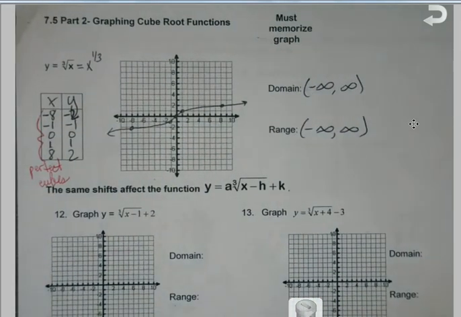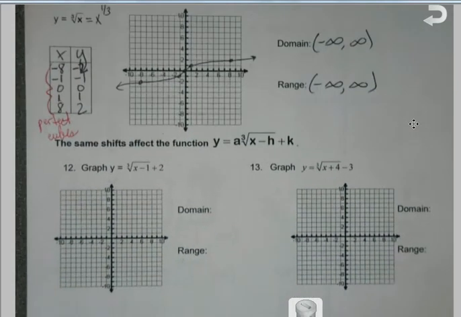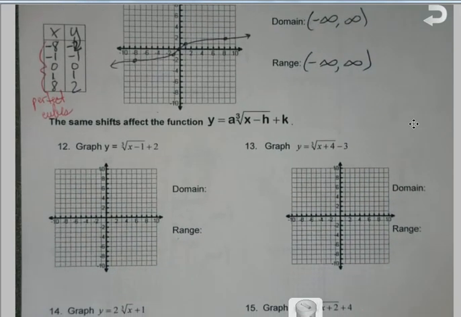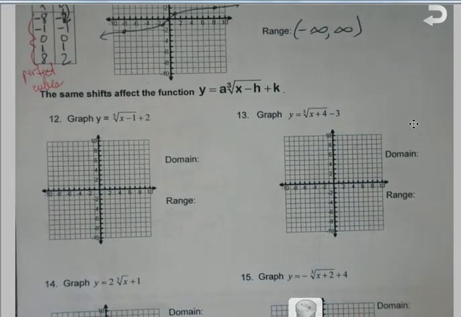Okay? The shifts, as far as they go, all work the same way. So you're like, okay, let's see. Now, are these shifts going to affect my domain and range like they do with the squares? Not so much. So here, what are my two shifts in number 12?